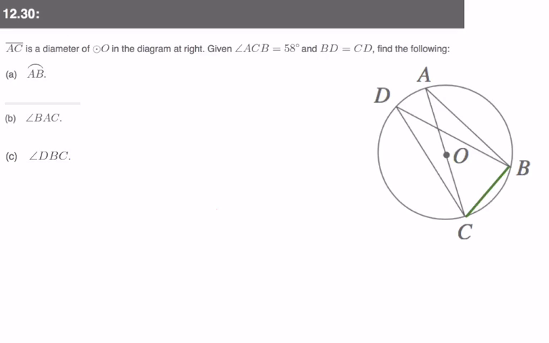Alrighty. Now let's look at number 30. So here we have the measure of the angle ACB. I just drew the line over here. It is equal to 58 degrees. Now, notice that AC is a diameter, and they also told us that BD and CD are equal to each other. That means it's an isosceles triangle. So how do you find AB?